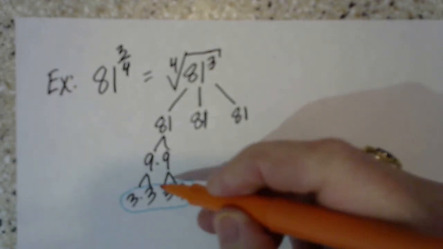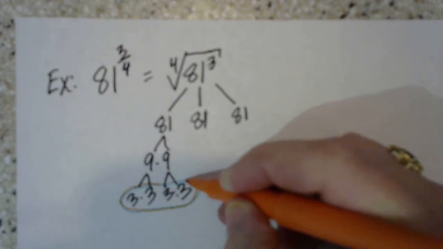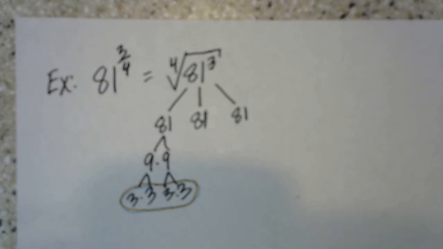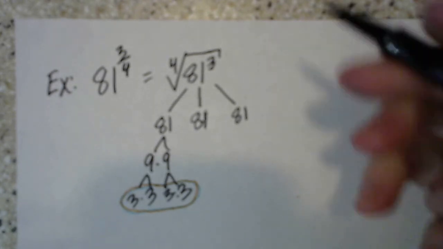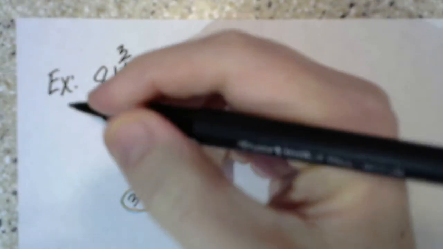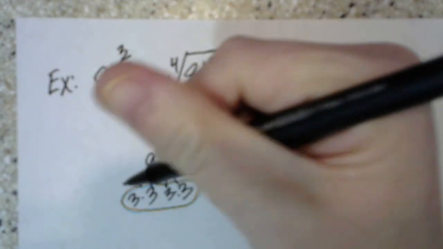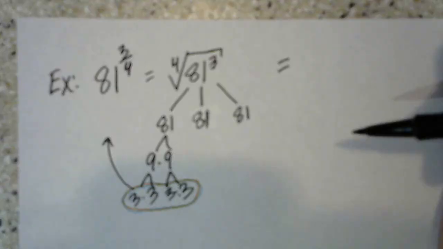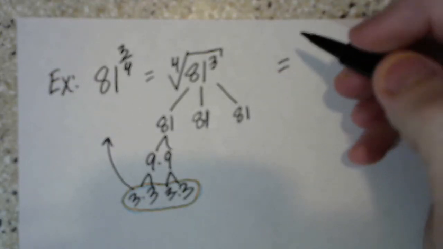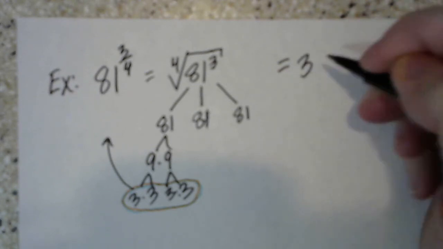I'll try to show it up just a little bit more. So I have this group of 4 3s. Well, I need a group of 4 in order to come outside of the radical. So I know that this group of 4 3s is going to be able to come out of the radical. But when it comes out, I only represent it with 1 3.